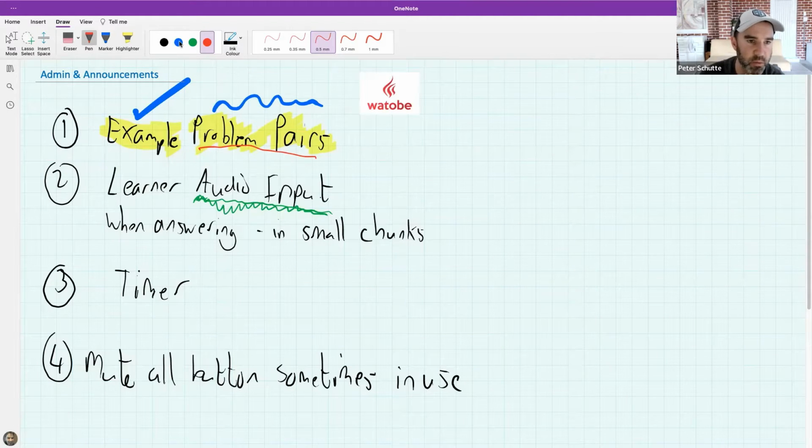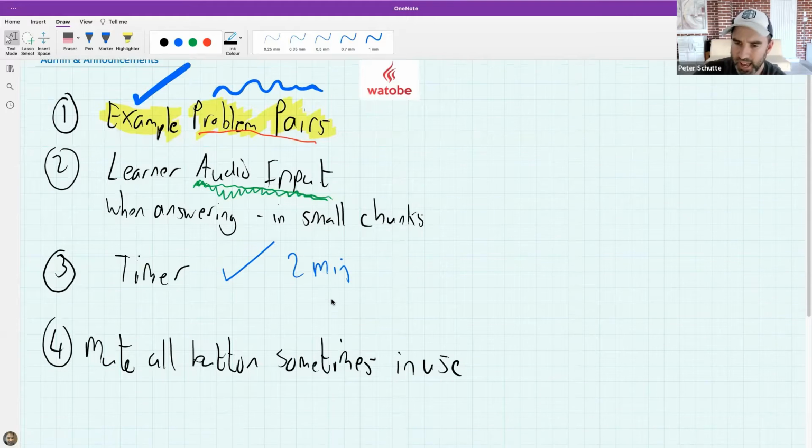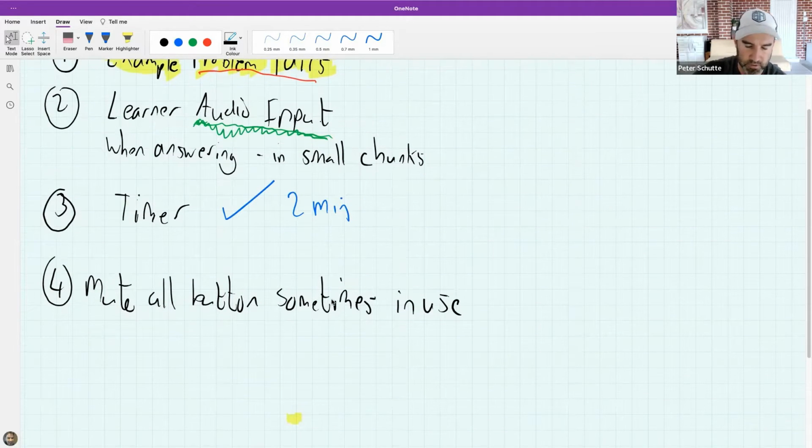The other thing is we're going to be using a timer. I'm going to try to use a timer, and you'll be given maybe 2 minutes on the timer when you're doing the problem pairs. After those 2 minutes, we will ask for audio input. Sometimes I will also use the mute all button, when I want to put everyone on mute, and then when someone raises their hand, I will unmute them to give audio input. So that's just a couple of changes.